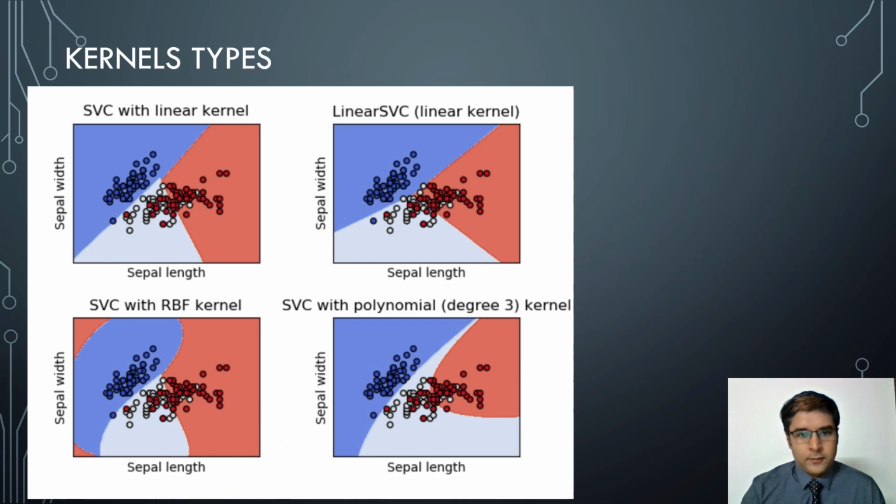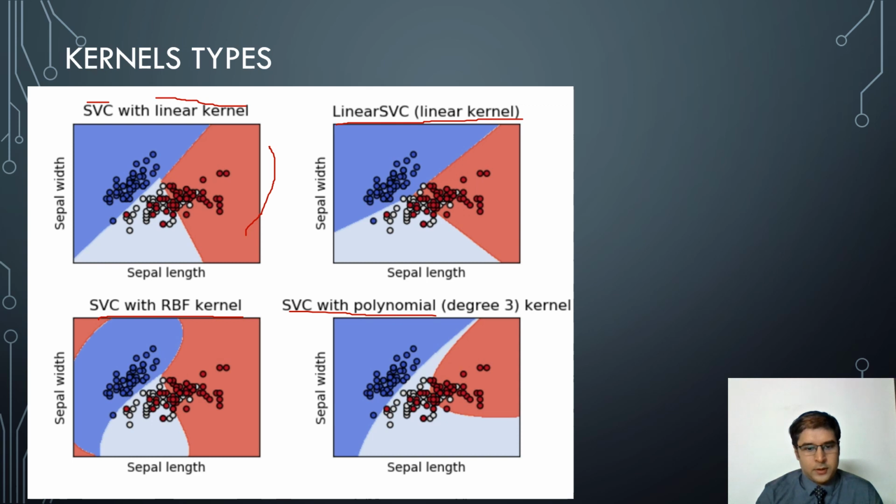So in this slide, we are given a few kernel types which can be used for classifying with support vector machines. SVC is nothing but support vector classifier. So support vector classifier with linear kernel is shown here, and on the upper right quadrant we have the linear SVC or linear kernel, and again on the lower left quadrant we have SVC with RBF kernel, and SVC with polynomial kernel is shown in this one.